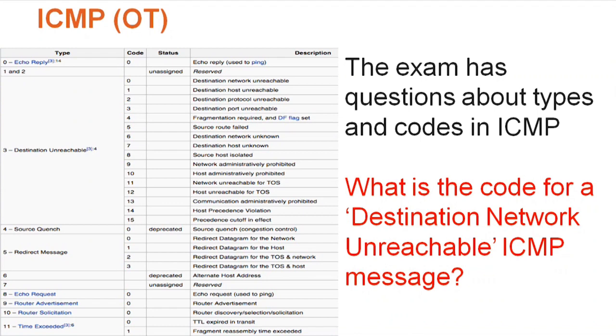You're going to see type 3 questions on the test, and maybe a type 0, a type 8, and a type 11. You'll see a type 11 question also. Type 11 has codes 0 and 1. Code 0 is TTL expired in transit.